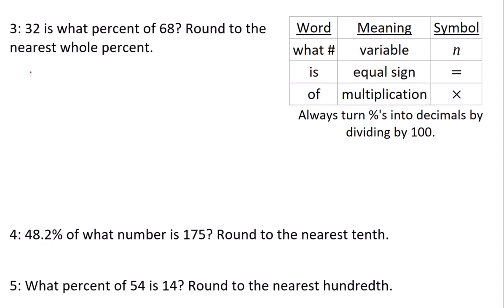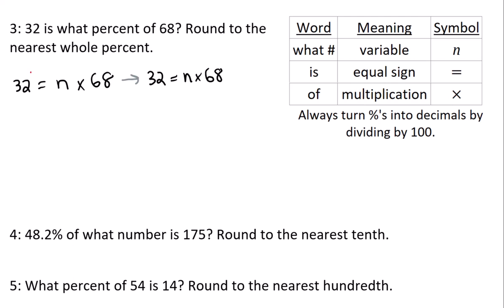On to question 3. 32 is what percent of 68? So we write 32. I see is, which is an equal sign. I see what percent, which is going to be a variable. Of will always be multiplication, and I bring down 68. Now with this equation, I can't just put it into the calculator. I have to actually do some math.